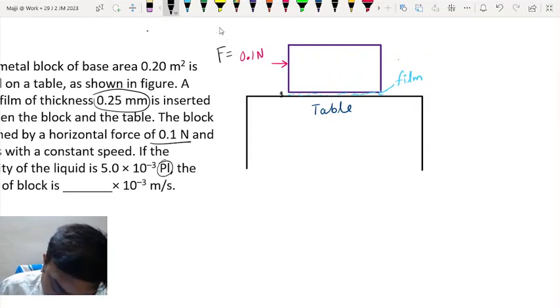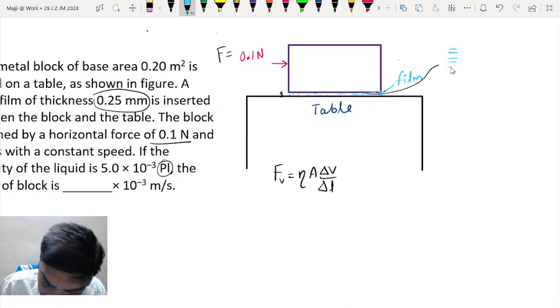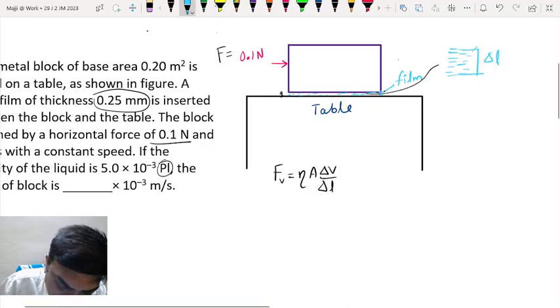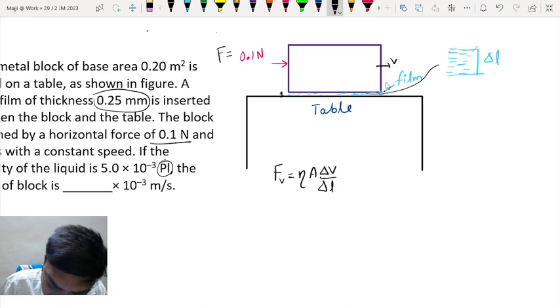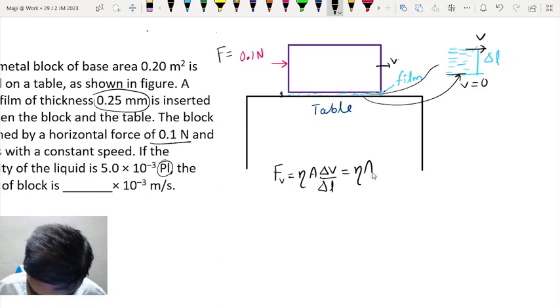Now students, this is simply based on viscous force, which is numerically equal to eta A into delta V by delta L. Now here, this liquid film, we should know the value of delta L, which is given, and if the block moves with a velocity V, then this layer will move with the velocity V, whereas the lower layers will be almost at rest. So that means you will have eta A V by delta L.